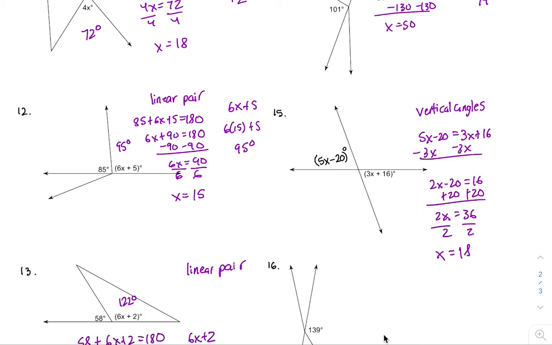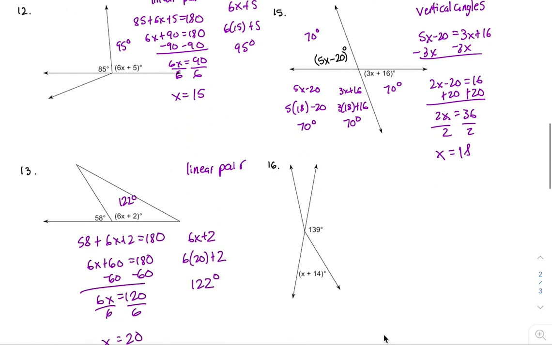Okay, so now I've got to plug it into both. I don't have room there, so 5x minus 20 over here and 3x plus 16 over there. Plug in 18 into both. And we're going to get 5 times 18, which is 90 minus 20, so 70 degrees. 3 times 18, that is 54 plus 16, so that's also 70. And that makes sense because vertical angles are congruent to each other.